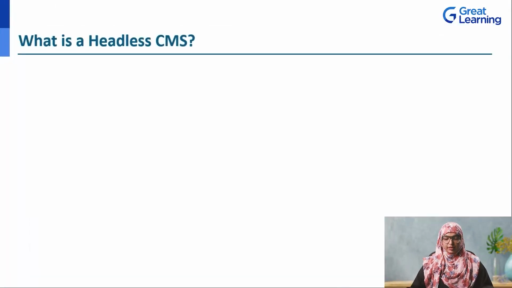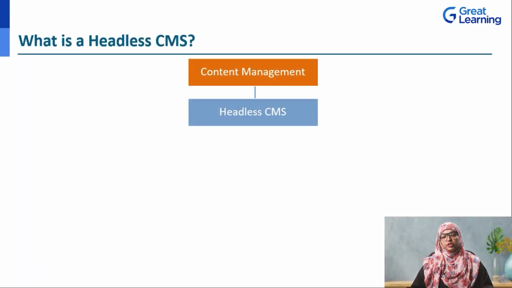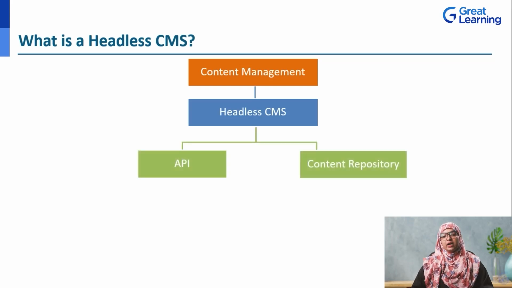So that is your content management system, wherein you have a content repository and you're trying to access the data from that content repository. Now coming to what a headless content management system is, it came into existence because of the drawbacks of the traditional content management system. We will see the pros and cons of the traditional content management system as well in a while, right?